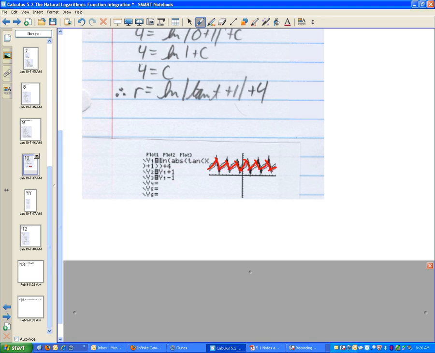Because it said it wants 3 graphs or 3 solutions. That's the one we found. That's the plus 4. But then it wants 2 other particular solutions that we get from the general solution. So all I did was take what I'd already typed in, y1, added 1 to it for the second function, and subtracted 1 from it for the third one.